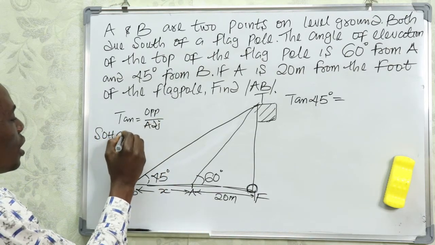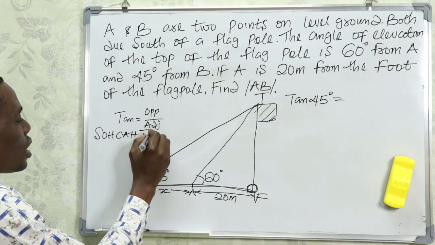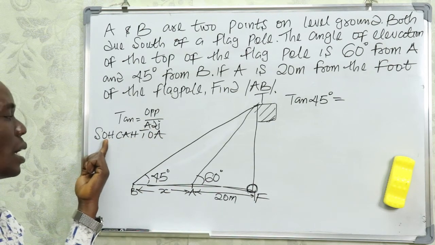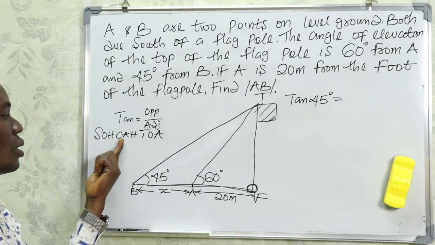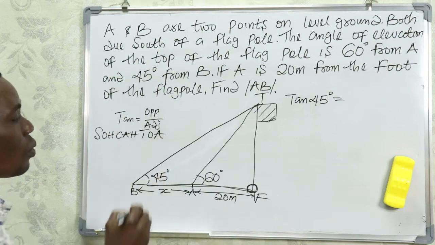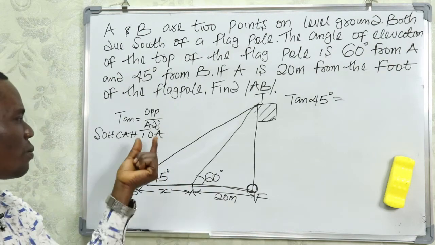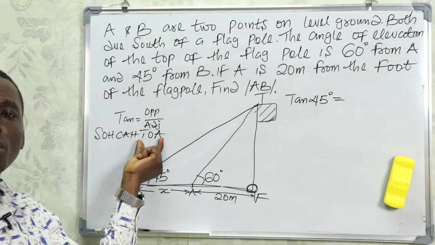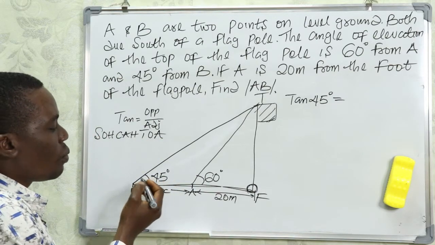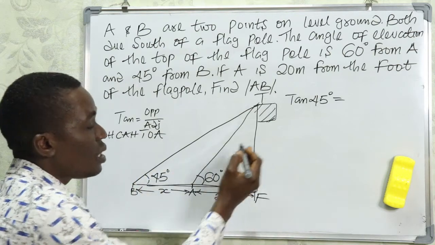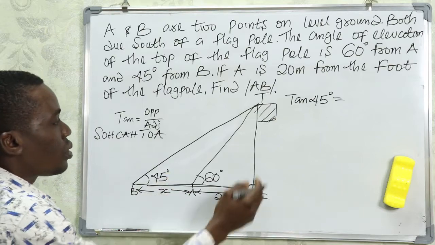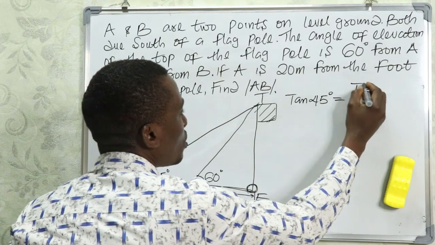Remember your SOHCAHTOA, where this signifies the sine is opposite over hypotenuse, this is the cos, adjacent over hypotenuse, and this is the tan, opposite over adjacent. So what is the opposite? The opposite is the side facing any angle. So the side facing this angle is the TF.